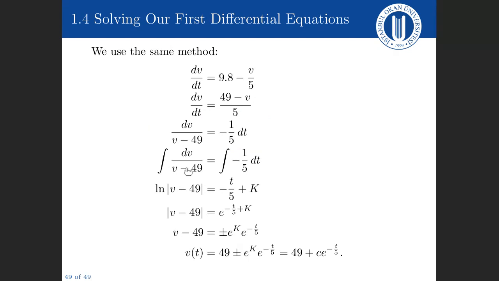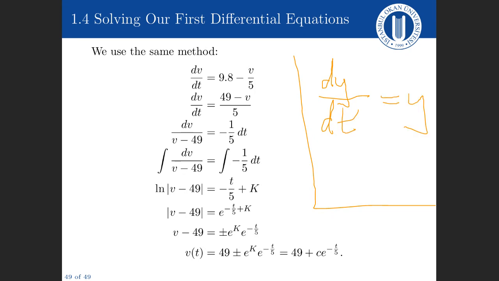For the rest of the calculation, it's calculating the integral and then rearranging this using the method I showed before until we get the solution, v(t) equal to some function of t. The solution to this differential equation is v(t) is equal to 49 plus some constant c, e to the power minus t over 5. You should now be able to calculate the solution to the example which I gave in the first section.